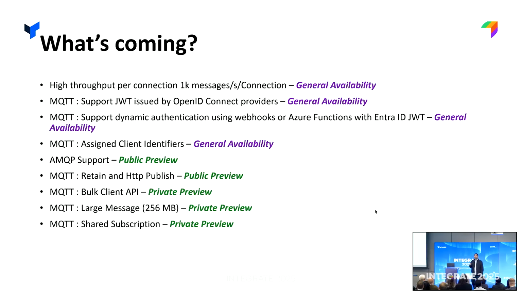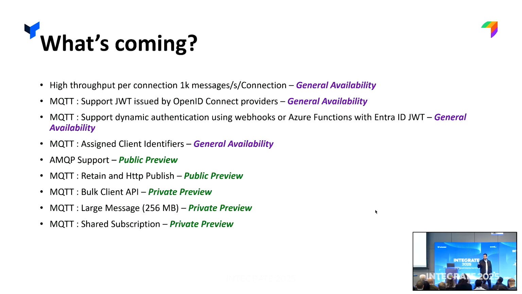Another one is, imagine that I have thousands and thousands of devices. I don't want to register one by one. What I want to do is create a bulk insert and put all the devices in one place. So we are introducing a new bulk API just to register all the devices at once. And the other one that is a pretty good one is we are increasing the messages for MQTT to 256 megabytes per message. This is another big one that we are going to have soon in private preview.